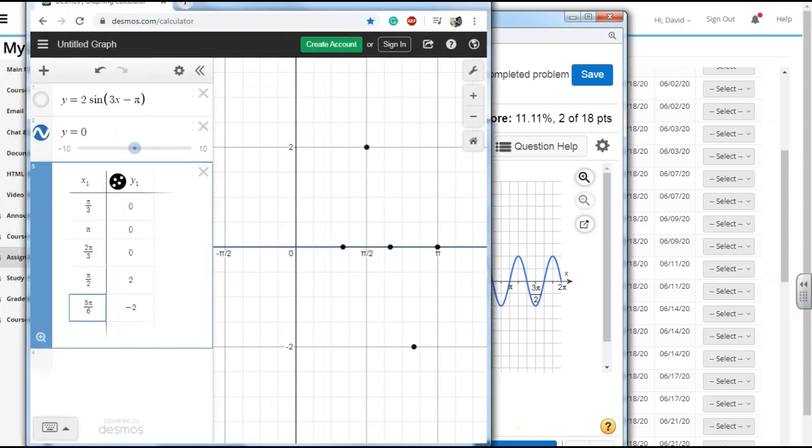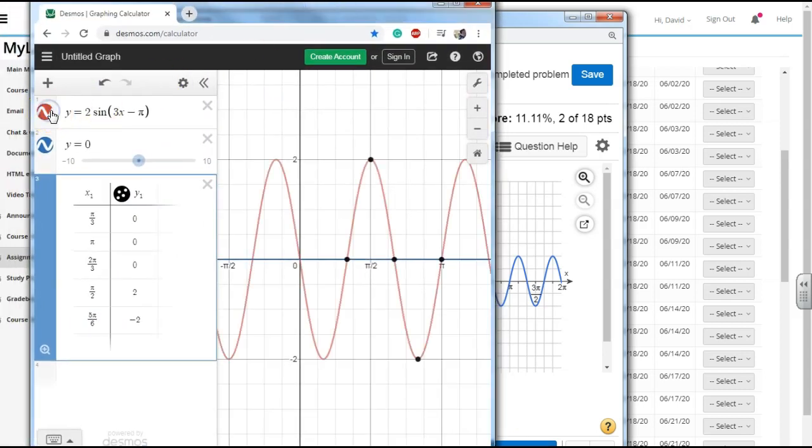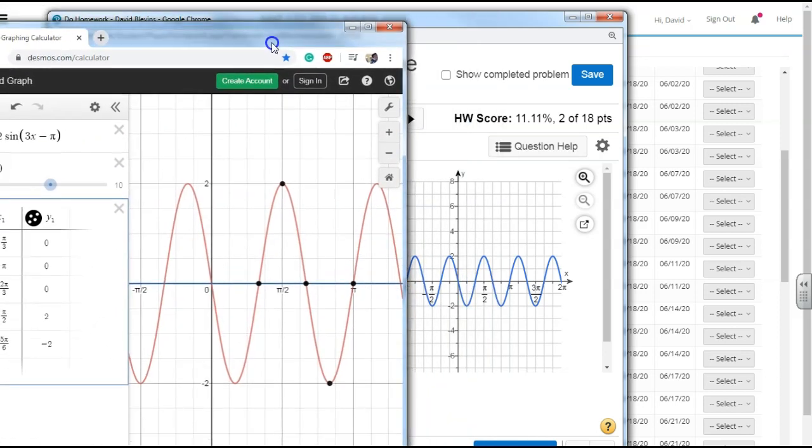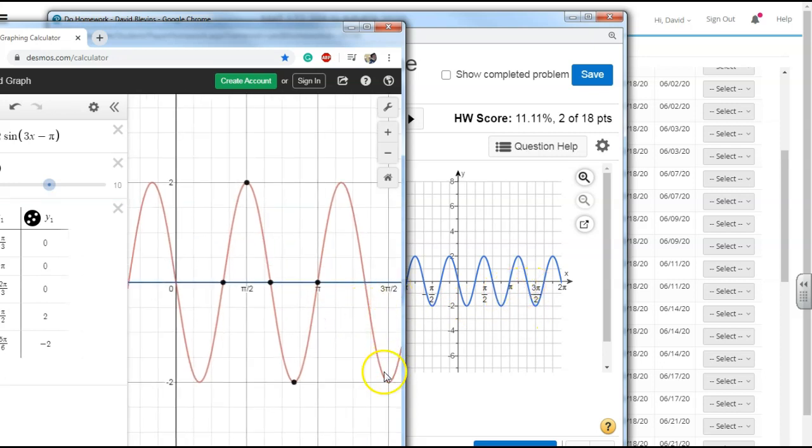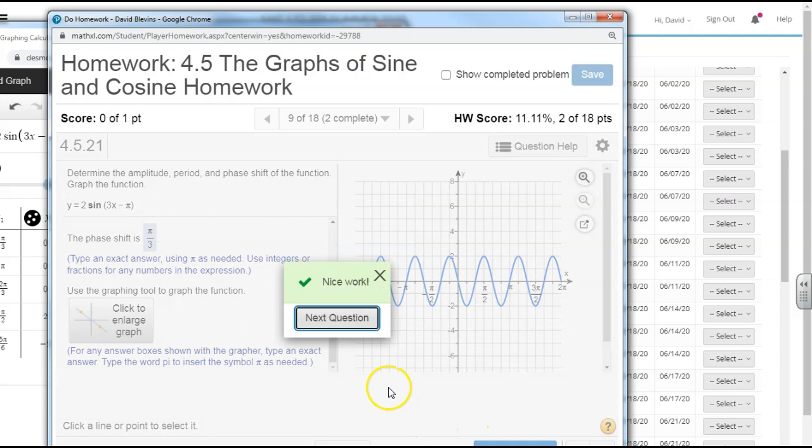But now that I've got those points on there, if I click this, it should go right through those points, and you can see that it does. And then you want to make sure that everything matches. So once again, we're going up and down between 2. We're crossing at 0. We're going down as we cross. It's going up at pi over 2. We hit a peak. At pi we're crossing, and 3 pi over 2, I'm down at the bottom. So this looks good. This looks like that graph, and so I feel comfortable and confident selecting the answer.